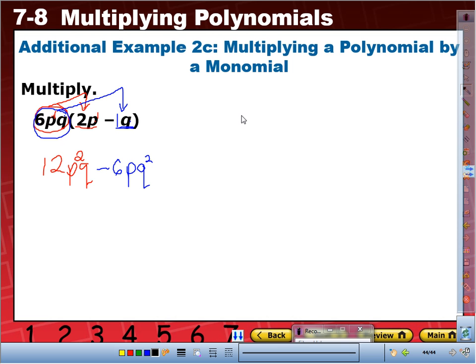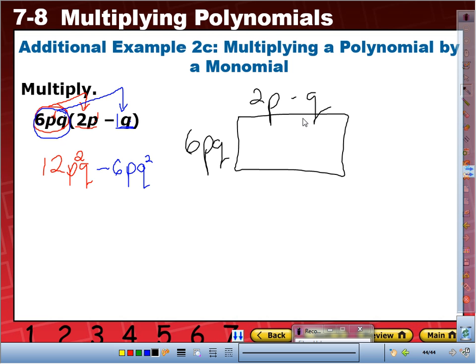And of course, the area model would look something like this, 6pq. And this is 2p minus q. I draw a line down here at the end of that term. So this is 12p squared q. And this is 6pq squared. And it's a negative.